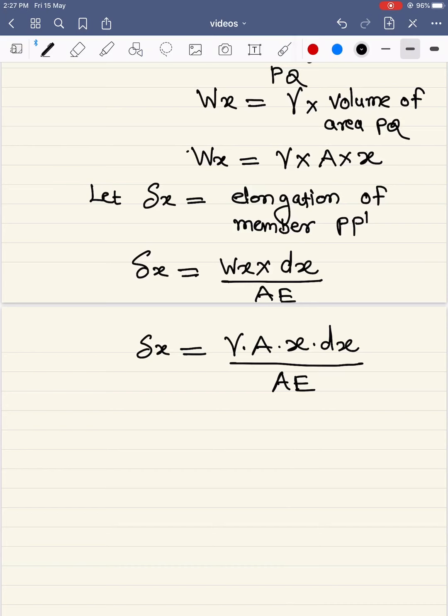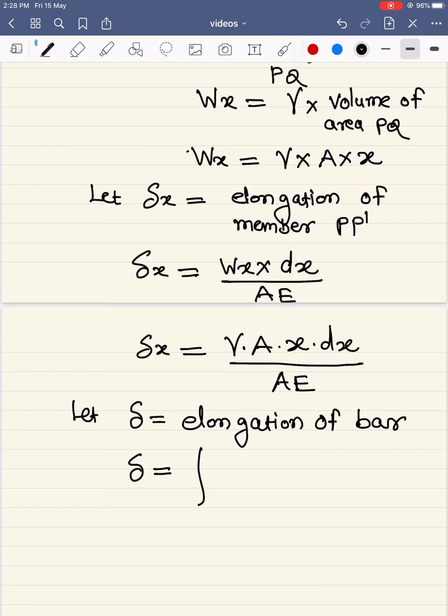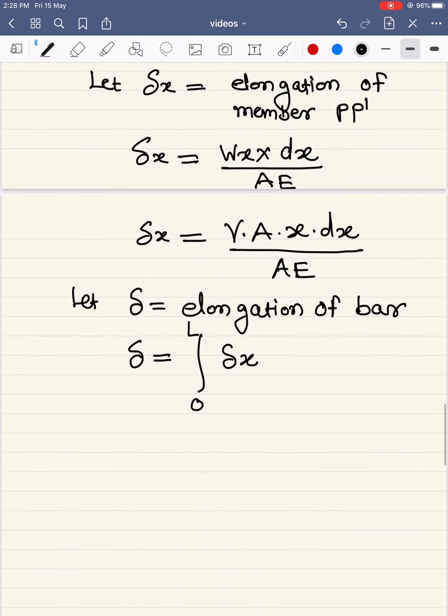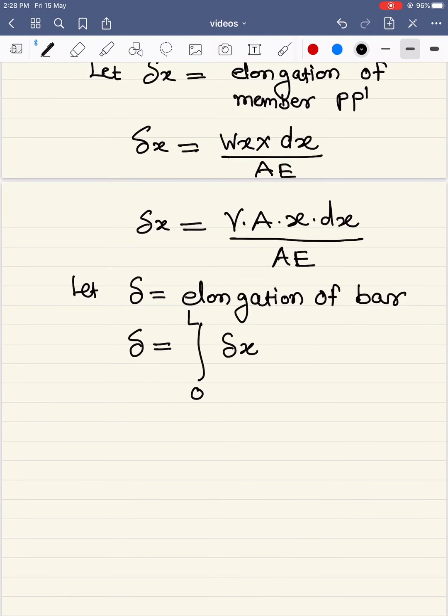So for that purpose, let delta be the elongation of the prismatic bar. How can we calculate delta? Delta can be calculated by integrating delta x over the entire span, with limits 0 to L. Then we'll get the elongation of the bar. So delta is equal to the integral from 0 to L of delta x.